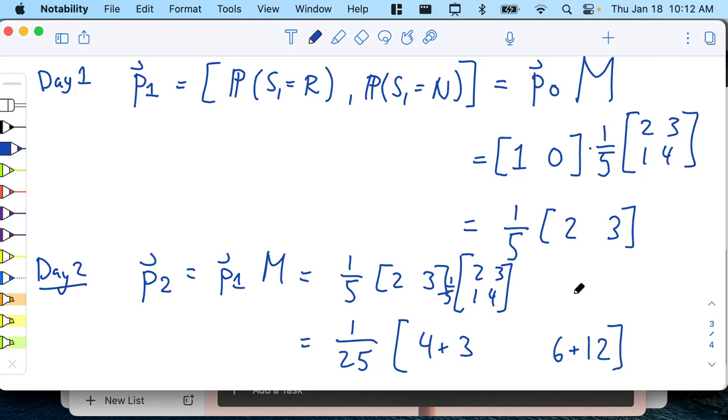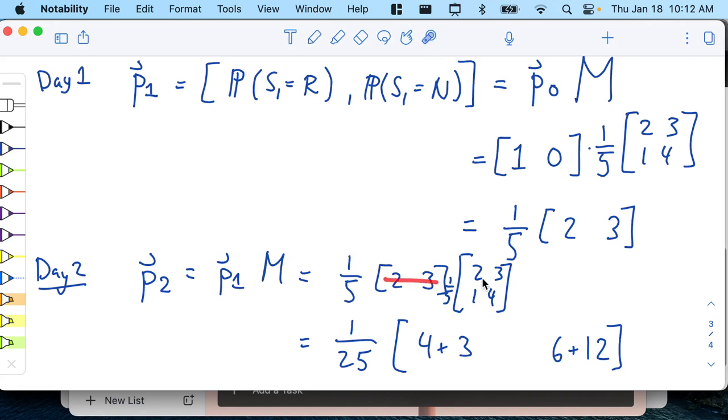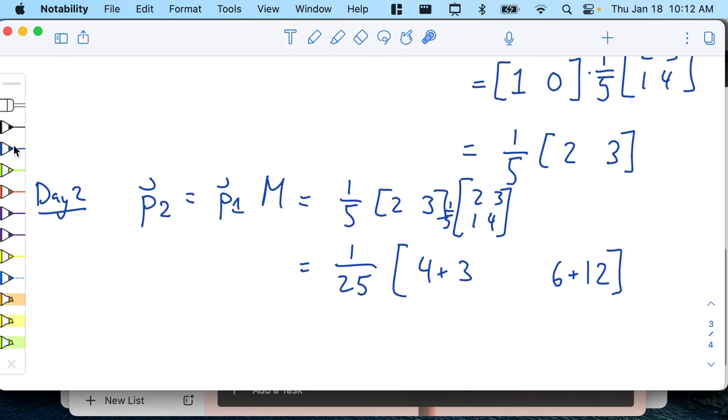You could also check the other way. I guess the other way people do it is they go row by column. So they do, let me get the laser out. Okay, 2, 3 by 2, 1. And they say you do this row by this column, 2 times 2 plus 3 times 1, that's 4, 3. However you do it, you will get the right answer. Okay, so you get 1/25. 4 plus 3 is 7. 6 plus 12 is 18.